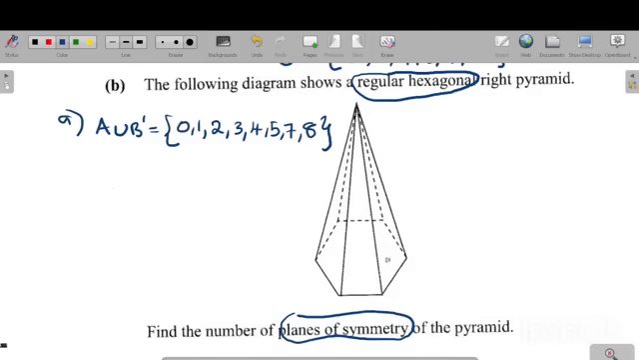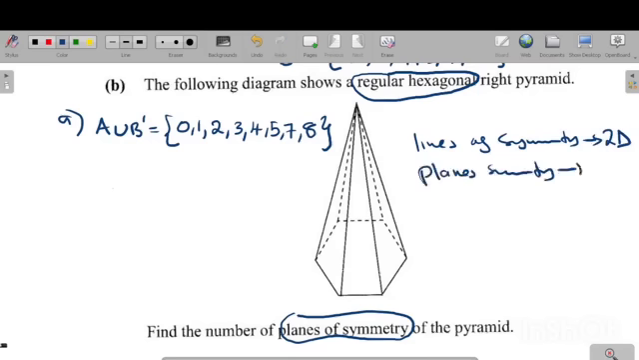Okay, so what you have to know is that planes of symmetry is similar to lines of symmetry. Just that when it comes to lines of symmetry, you are referring to a 2D shape. But when you talk about planes of symmetry, you are referring to a 3D shape.